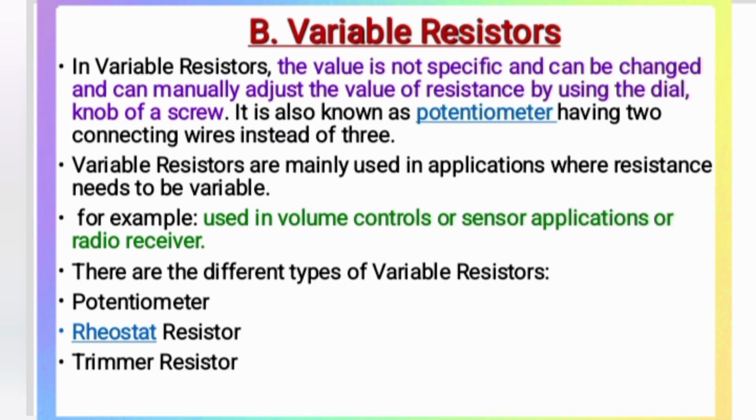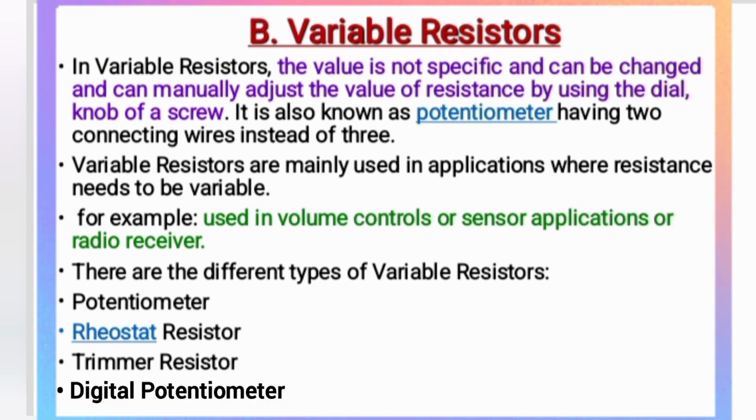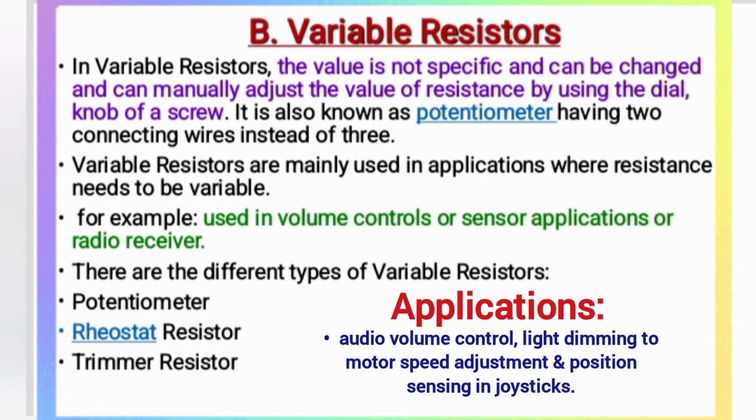There are different types of variable resistors. The primary types are: Potentiometer, a 3-terminal device used as a voltage divider, for example, volume controls. Rheostat, a 2-terminal device for controlling current flow, for example, light dimmers and motor speed control. Trimmer, or trimpot, a small, preset potentiometer used for circuit calibration. Digital potentiometer, an electronically controlled version for digital systems. Applications range from audio volume control and light dimming to motor speed adjustment and position sensing in joysticks.